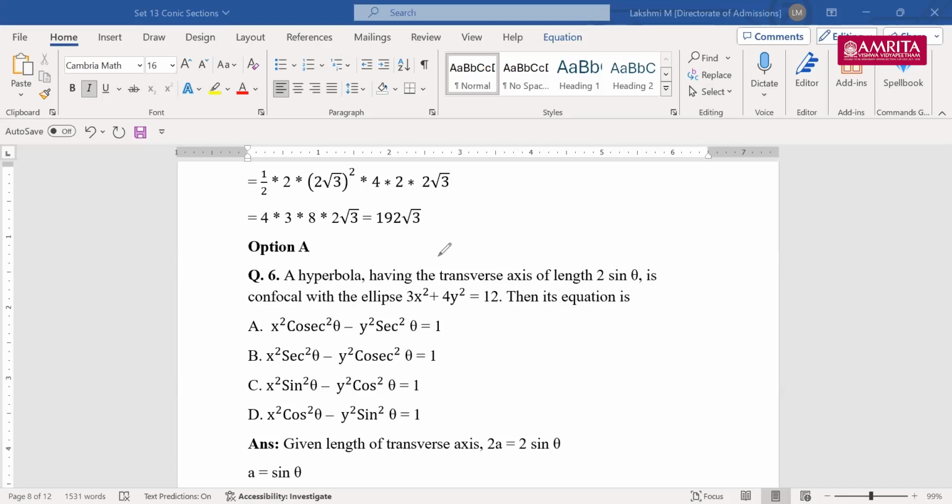Okay, I think someone has given me answer C, which is x square sine square theta minus y square cos square theta equal to 1. Okay, let's check. Okay, there is B also, which is x sec square theta minus y cosec square theta equal to 1.